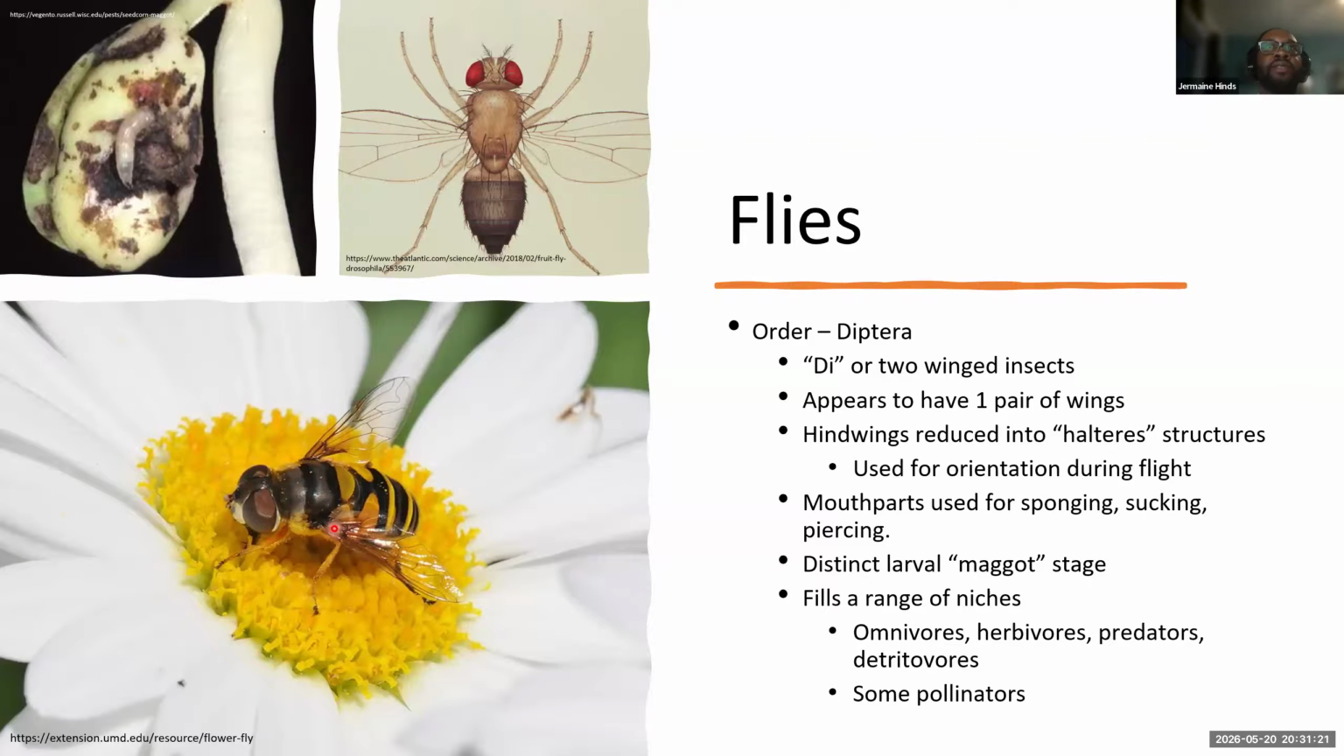And so for the fly, you see one pair of wings. They have the reduced halter back there. Remember we talked about that aristate antenna on the fly. So you see that's an identifying characteristic, and then you look at the mouth part and it has that sponging mouth part. And so again, it's important to key into these key features to really identify what something is. Again, flies fill a range of niches: omnivores, herbivores, predators, detritivores. Some are pollinators.